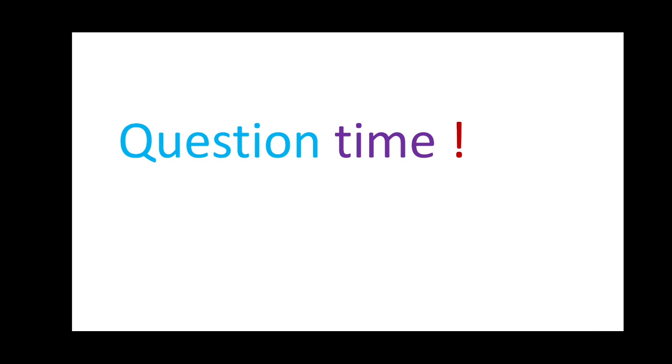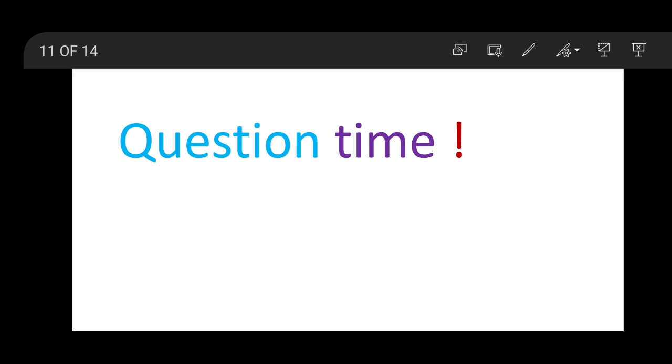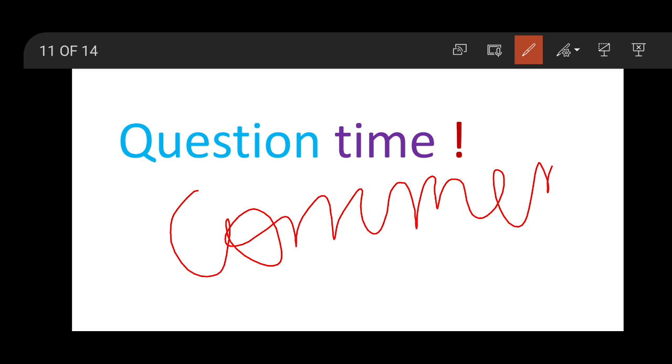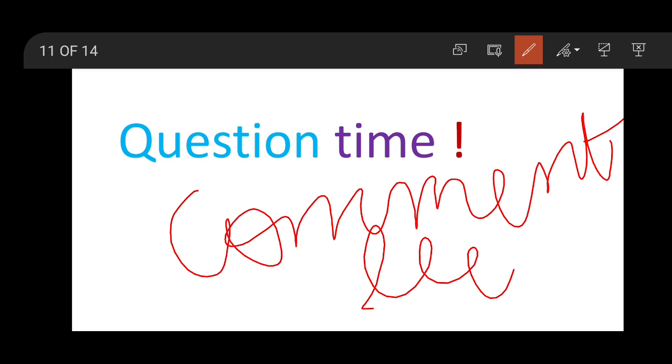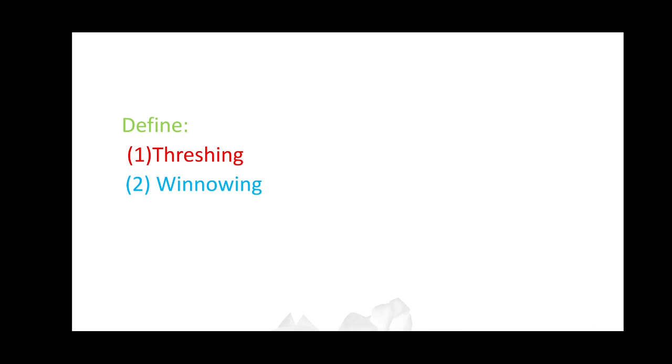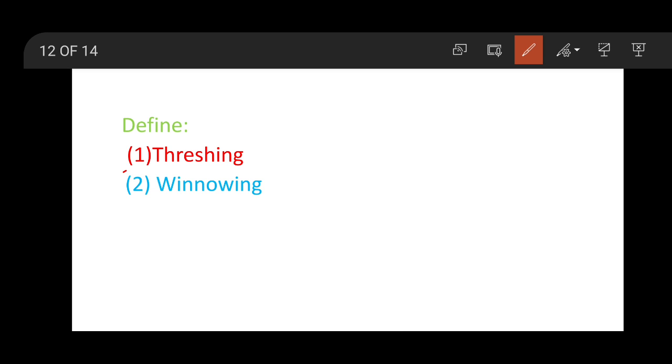It's question time, guys. Let's see your question. You should write your answer in the comment box. Okay, guys? Let's see what the question is. Define the process of threshing and winnowing.